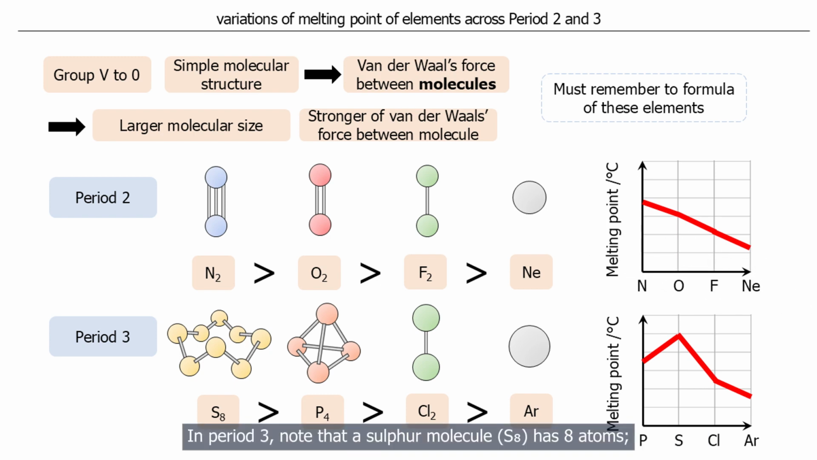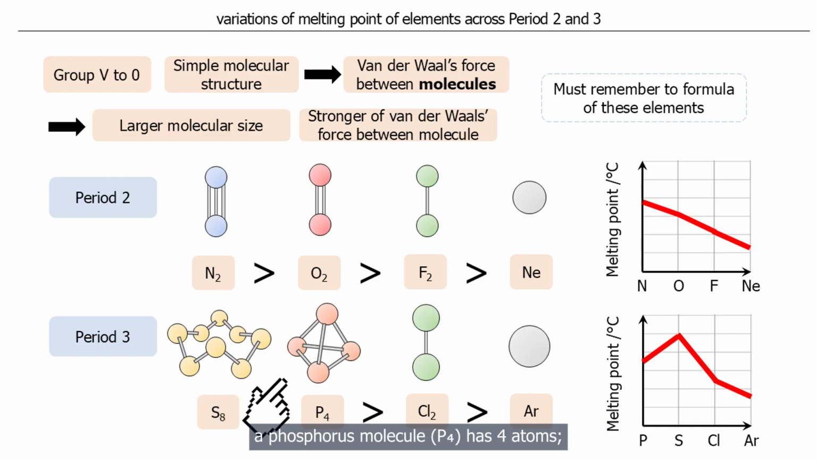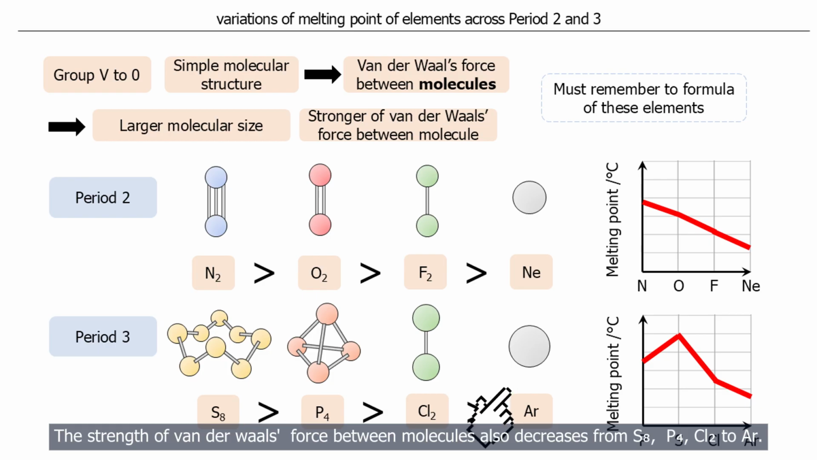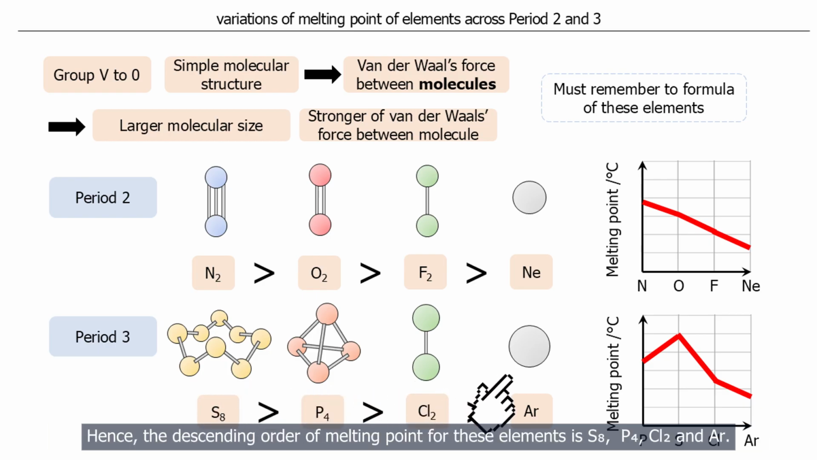In period 3, note that a sulfur molecule has 8 atoms. A phosphorus molecule has 4 atoms. A chlorine molecule has 2 atoms and an argon molecule has 1 atom. The molecular size decreases from sulfur, phosphorus, and chlorine to argon. The strength of van der Waals force between molecules also decreases from sulfur, phosphorus, chlorine to argon. Hence, the descending order of melting point for these elements is sulfur, phosphorus, chlorine, and argon.